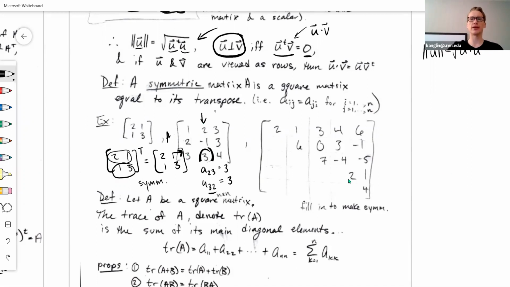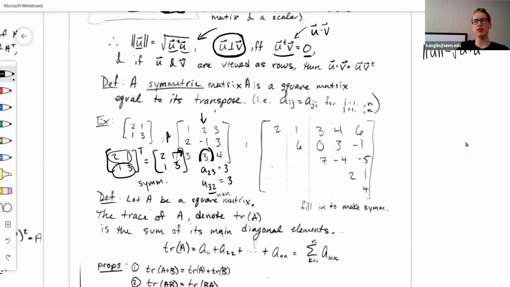So as a little exercise here, let's go ahead and take this matrix that I've set up to be a 5 by 5, and let's fill out the other half of this matrix so that it becomes a symmetric matrix. You might want to pause the video and see if you can do this real quick. I'm going to go ahead and fill it in.